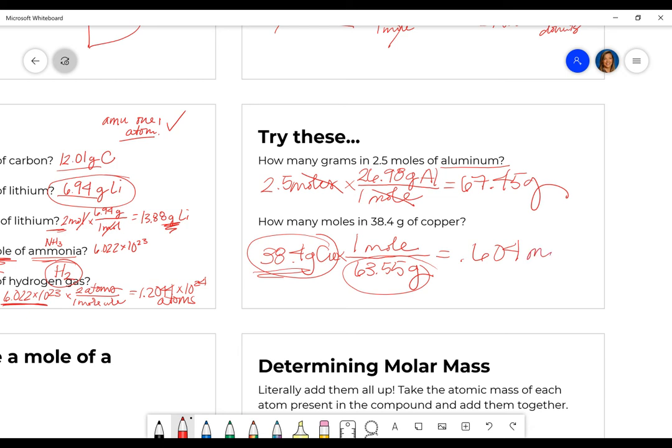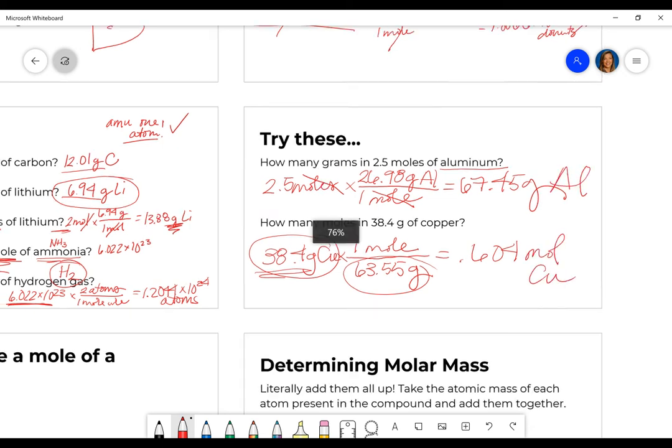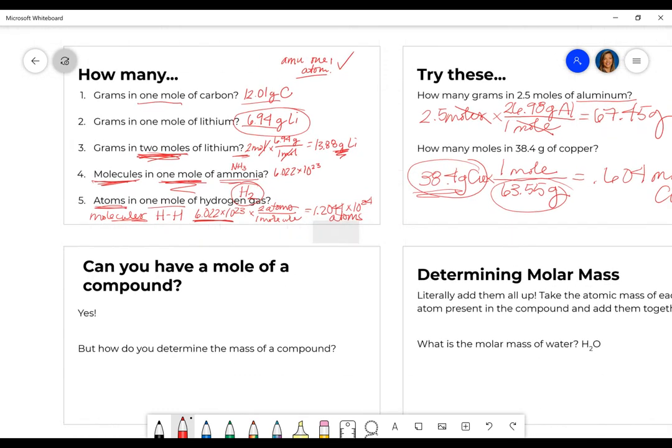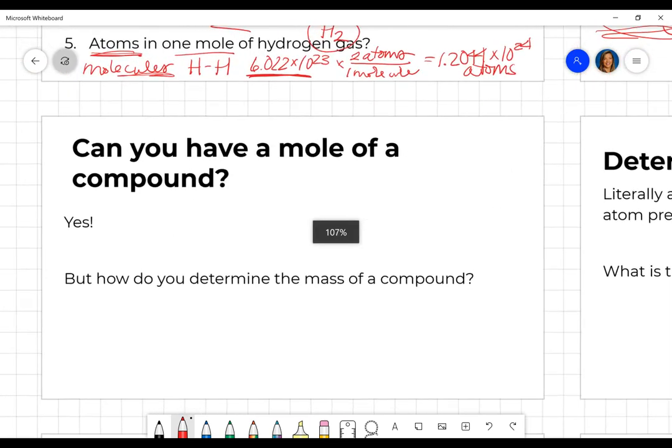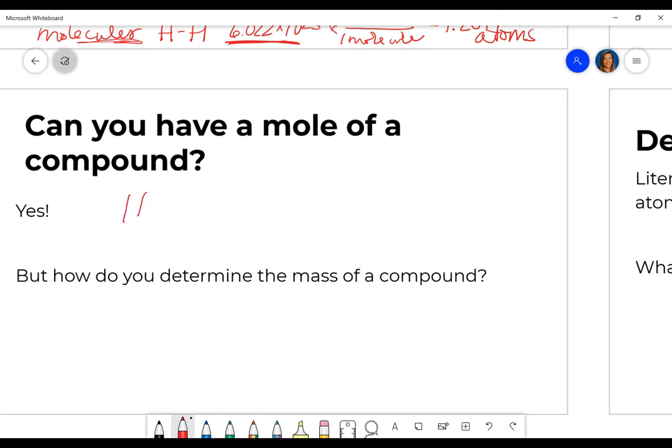Okay, so 0.604 moles of copper. Okay, so let's keep going. Let's start thinking about compounds. So can you have a mole of a compound? Can you have a mole of ammonia? Can you have a mole of water? Sure, you definitely can. It just takes this up the next level.